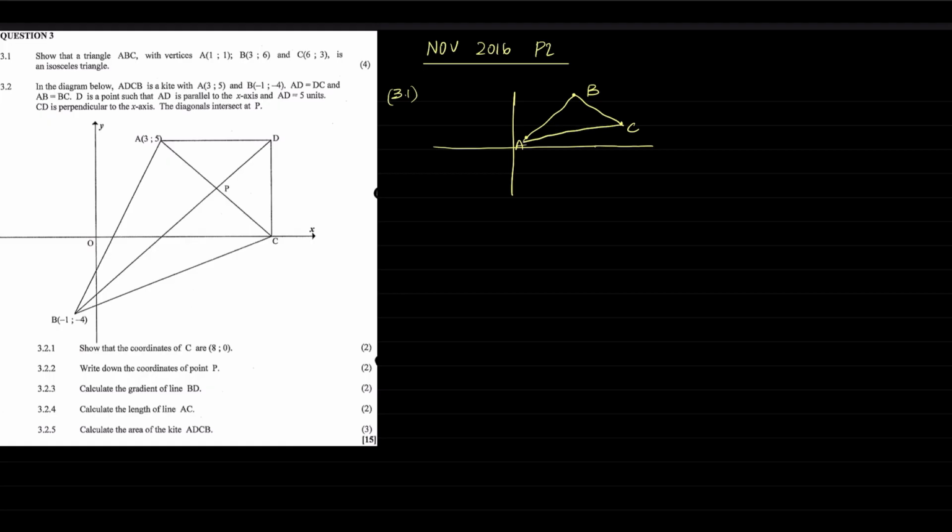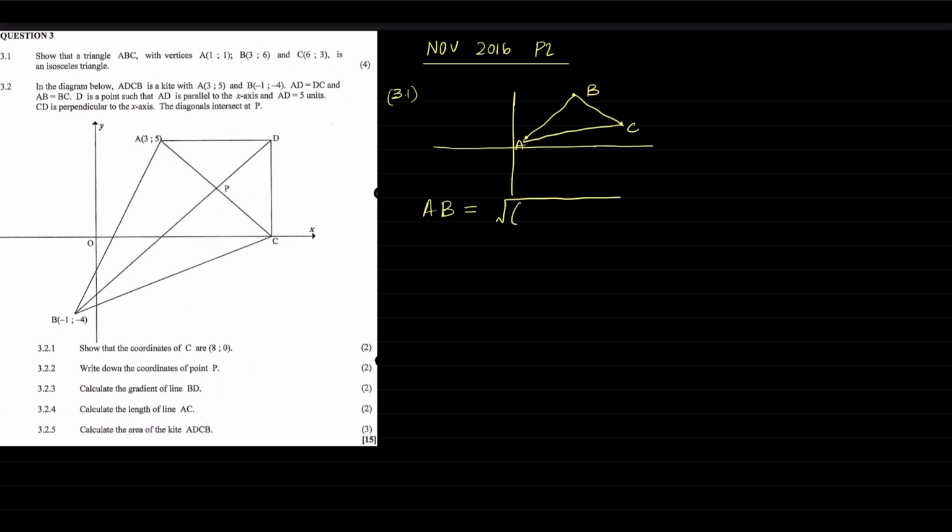Now, to show that something is an isosceles triangle, remember, an isosceles triangle is a triangle in which two sides are equal. So what we need to do is work out the length of the sides, and if two sides are equal, then we know it is an isosceles triangle. So let's calculate the length of AB. I'm not going to write out the coordinates again and mark them as x2, x1, just in the interest of time. So I'm going to go straight into the formula.